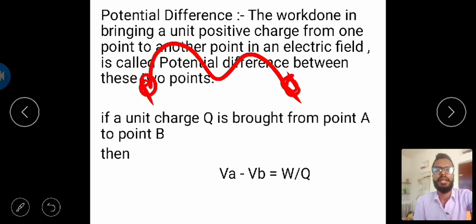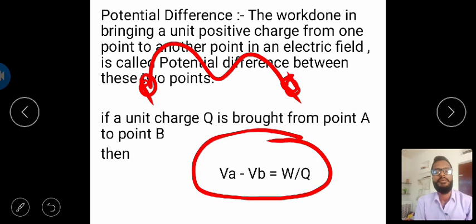If we are carrying a unit positive charge from infinity to a point, then we can say the work done is equal to electric potential. But if we are talking about two particular points, then we say it is a potential difference. If a unit charge Q is brought from point A to B, then a similar formula will be derived: VA minus VB is equal to W upon Q.